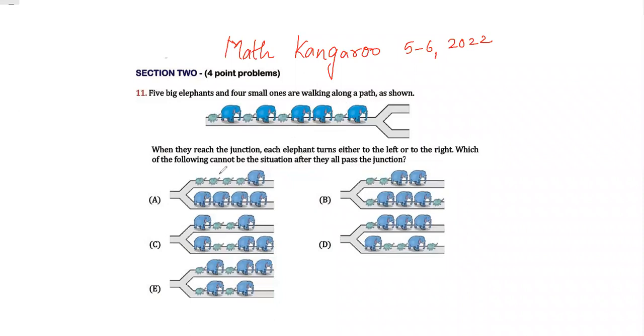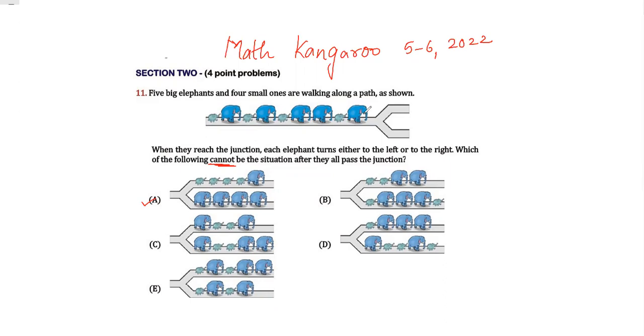Whenever we have these questions, always just start with the options. So let's check whether option A is possible or not possible. So, when they reach the junction, each elephant turns either left or to the right, which cannot be the situation. Always read which can or cannot, because most of the students, when they're reading in a hurry, read it like which is possible and they just don't read the whole question, and anything that they get possible, they just mark it and move ahead. So always read the question. If you're given a physical paper, underline the word that needs to be emphasized. So cannot be possible. So let's see.